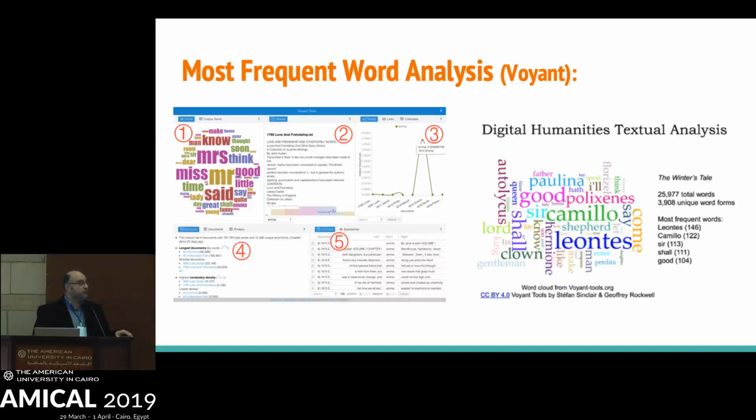Okay, there is another tool which we can use for the most frequent word analysis, which is Voyant. It also gives you a range of results. So again, number one, it gives you, for example, the word cloud. And in two, it gives you the reader, which shows you again the frequency of a word in the text.